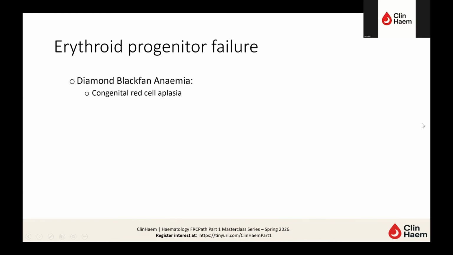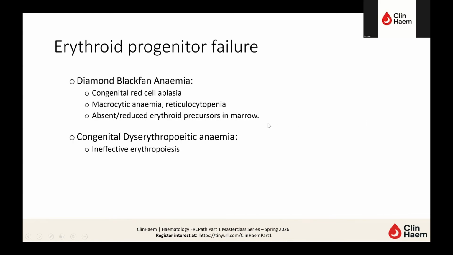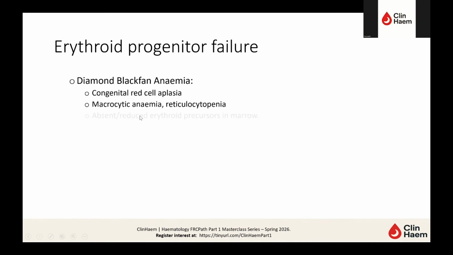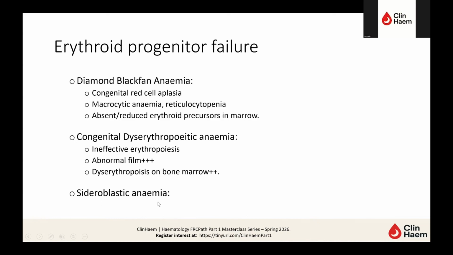Okay. Not long left, only a few more slides, but my aim with this was to cover DBA, CDA, and sideroblastic anemia, and basically give you a mind picture, so that if you read these names, something comes to your mind and gives you a picture of how they look. That's the most important thing, and that will help you in MCQs and real life as well.